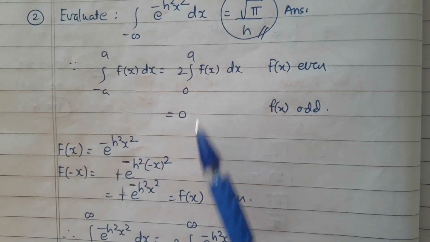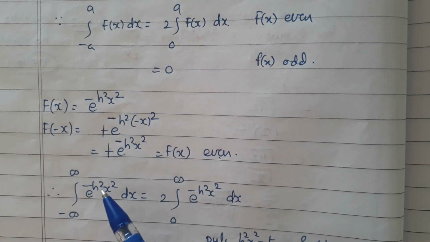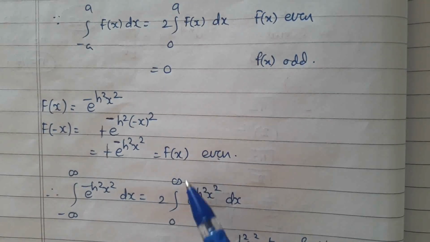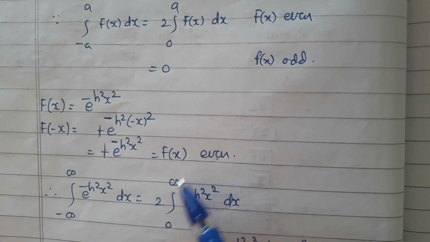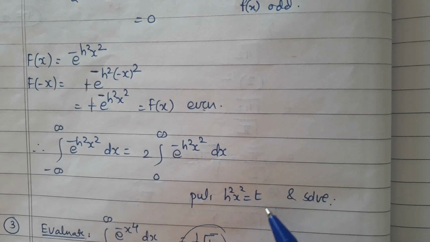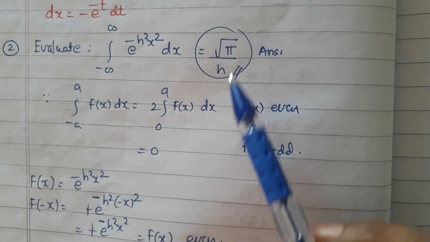Using this property, integral minus infinity to infinity e raised to minus h square x square becomes 2 times integral 0 to infinity e raised to minus h square x square dx. You can evaluate this integral by using the substitution h square x square is equal to t and find the solution of this integral as root pi upon h.